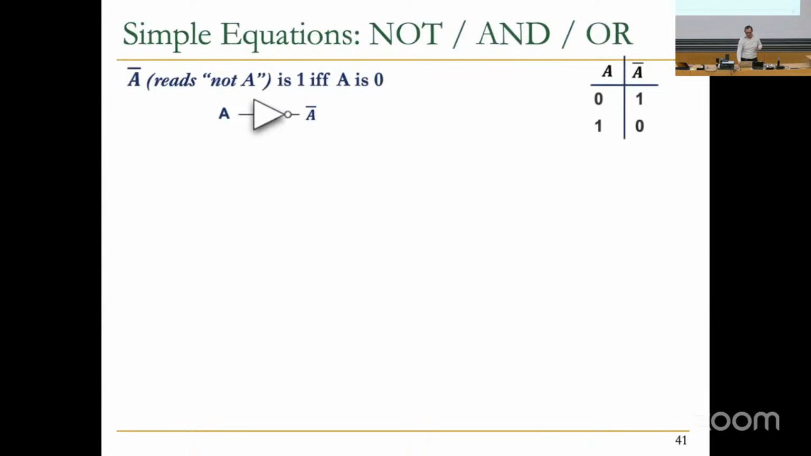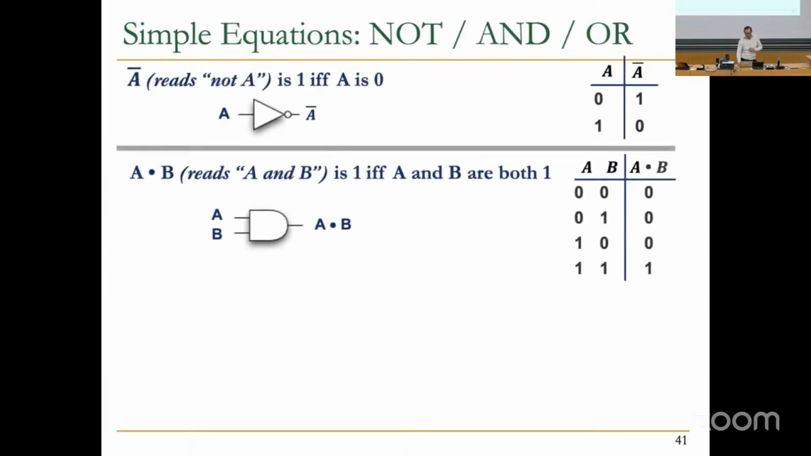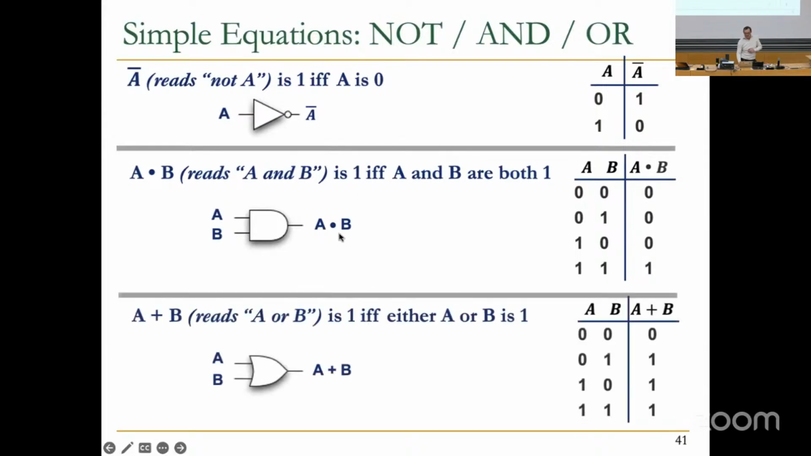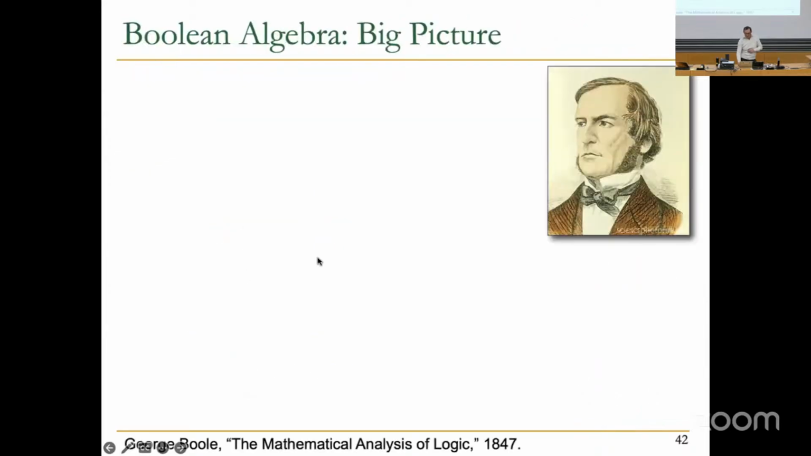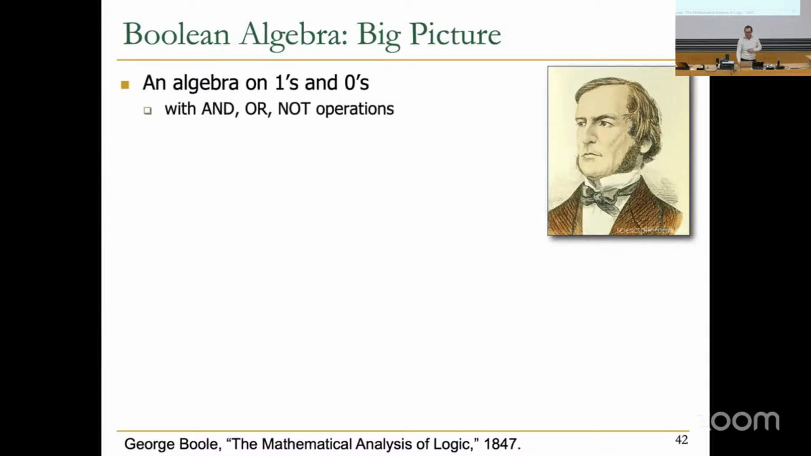Okay, there are simple equations. We've already seen these, so I'm going to go through these relatively quickly. This is NOT, this is AND, this is OR, and we've seen representations also, pictorially, gate representations. And this is the person who's responsible for the algebra that you've learned. Boolean algebra is the algebra on ones and zeros with AND, OR, and NOT operations.